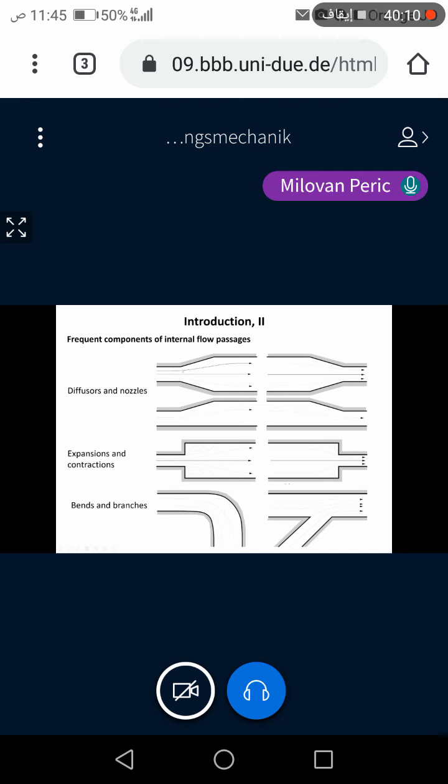So here are sketches of some important or frequent components in internal flow passage. So you have a duct or pipe with an expansion, like a diffuser, or with a contraction, which is like a nozzle. And then it can be symmetric or asymmetric. You may have a sudden expansion, a sudden contraction, which are a special case of the upper ones. And you can have bends or branches, as you see here at the bottom.